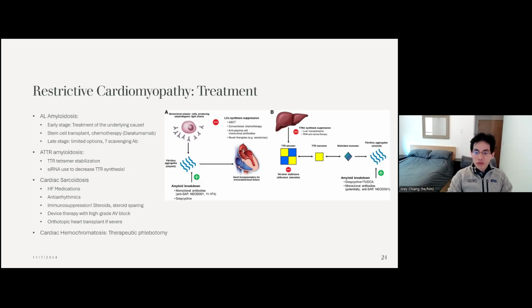Cardiac sarcoid, certainly one of those conditions that can be managed with heart failure medications, antiarrhythmics, and immunosuppression as well. Steroids are one of our first line agents, but also steroid sparing agents if we need them for longer periods. And then if patients have high grade AV block, then device therapy is one of those things that we think about. And then orthotopic heart transplant, we actually have a good volume of that here at the UW, at UW in general. So that's one of those things that our heart failure team manages. And then last but not least is cardiac hemochromatosis, which is managed by therapeutic phlebotomy, and people typically improve a good amount thereafter. Those are the key things that I have.